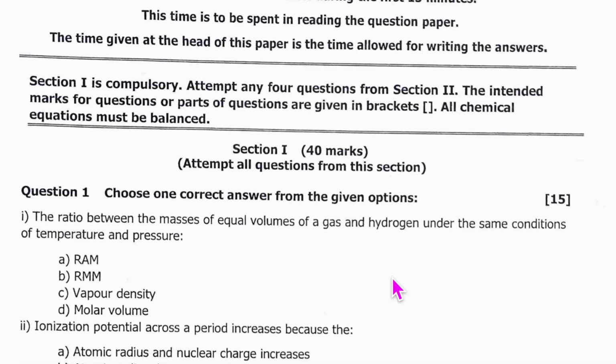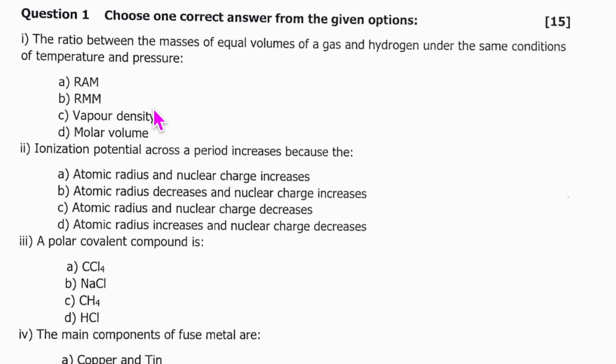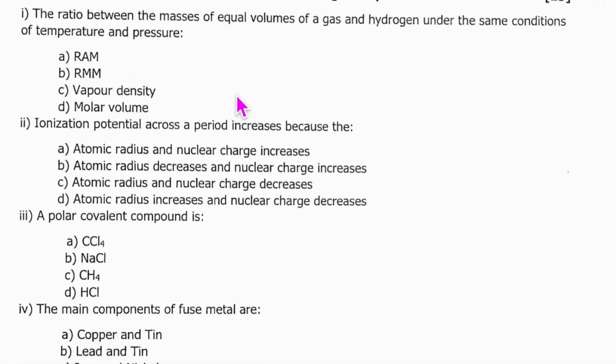Paper here. This is section 1 of this chemistry paper. Section 1 is of 40 marks, and let us look at the MCQs. MCQs will be 15 of them. The ratio between, read this.